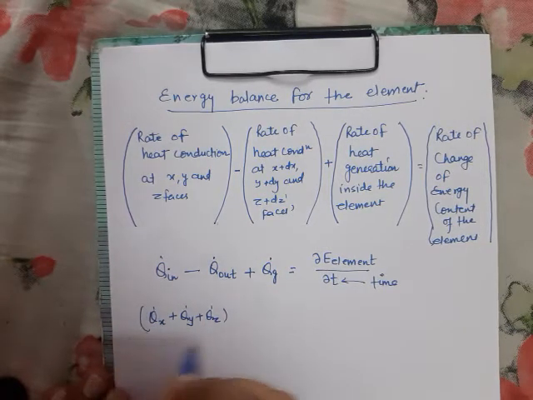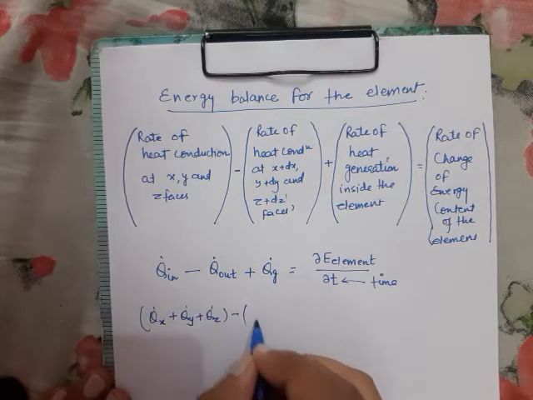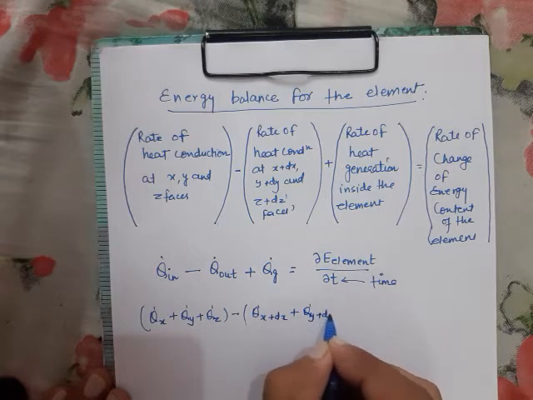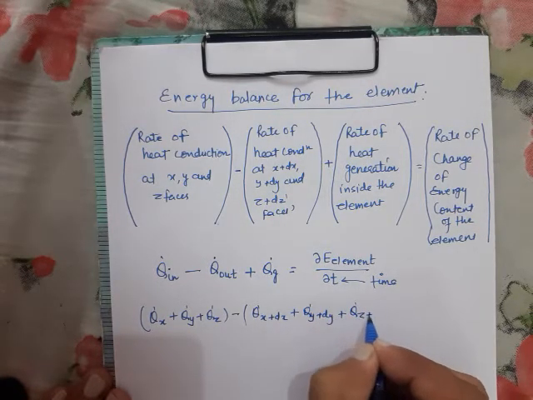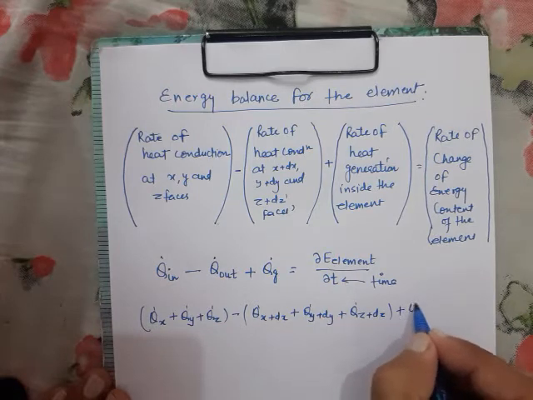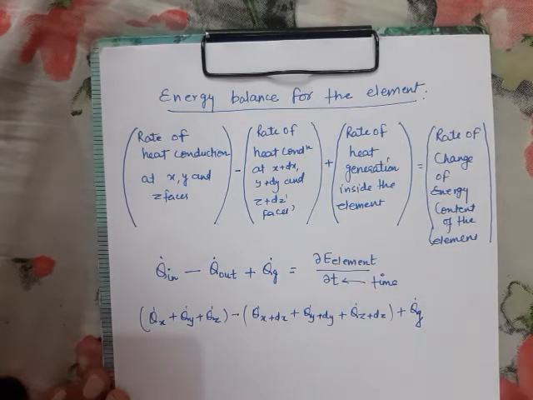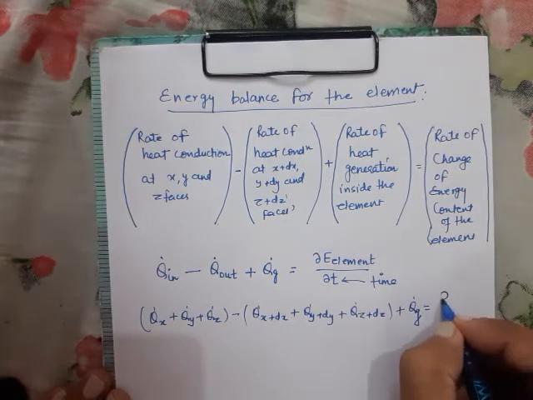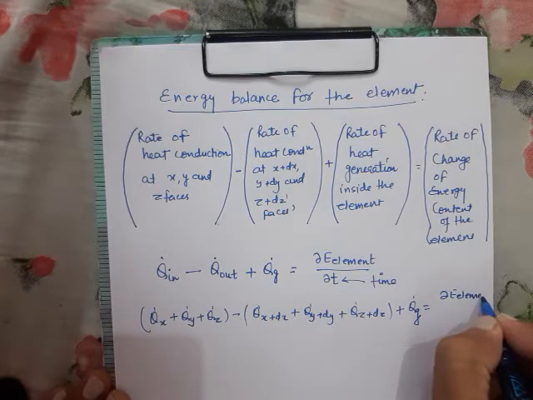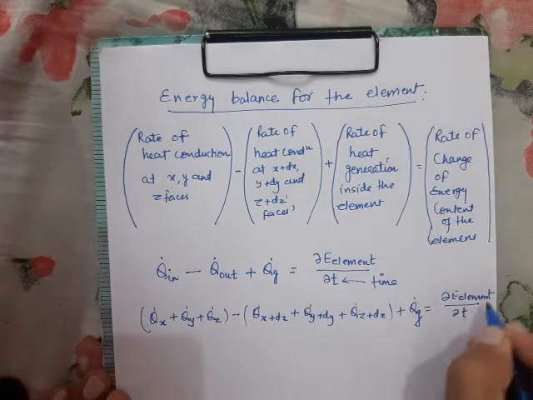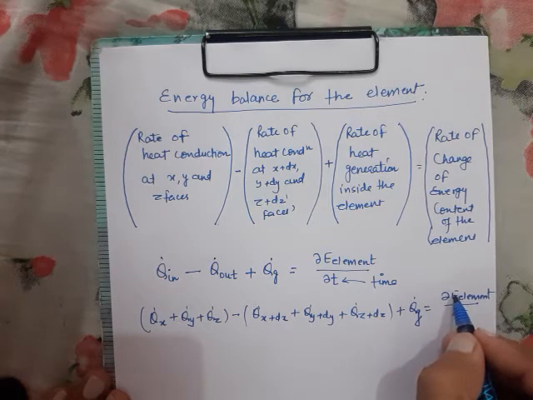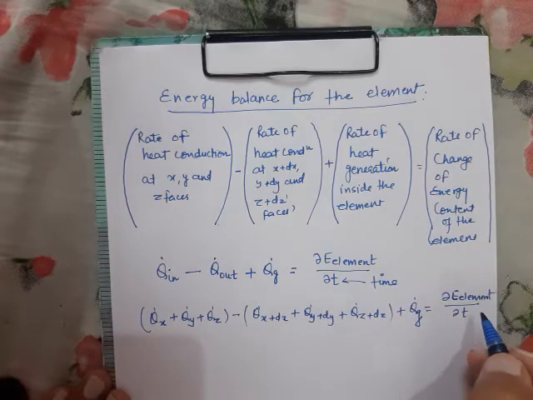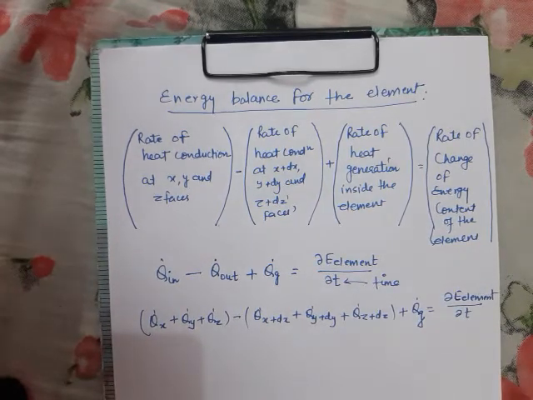This is the total energy which is entering the volume element, minus the energy leaving the volume element: Qx minus Qx plus dx, plus Qy minus Qy plus dy, plus Qz minus Qz plus dz, plus Q dot G. Q dot G, the rate of energy generation inside the element, is equal to del E of the element by del T. This quantity indicates the change of energy content of the element with respect to time, that is, the rate of change of energy content of the element.